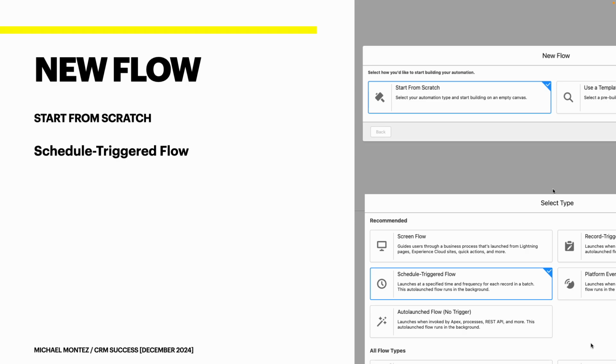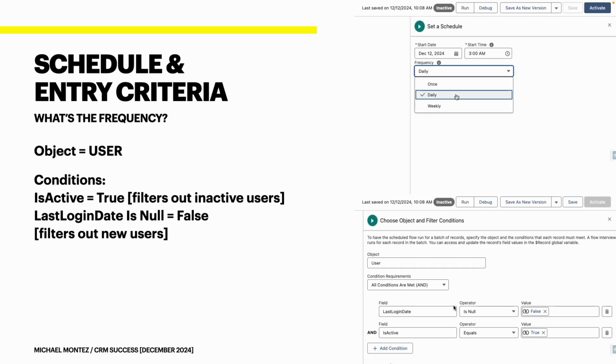We're using a scheduled triggered flow because we want this to run automatically, either on a daily or weekly basis. And we're going to set that schedule first, and then it's going to run on that set schedule, whether it's every day or every week. So once you've created it, you want to set the schedule. That's going to be the first part of it.